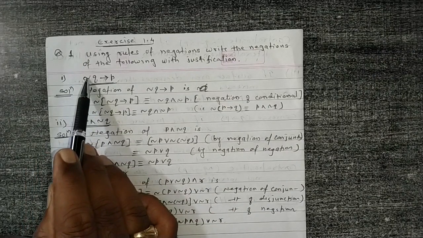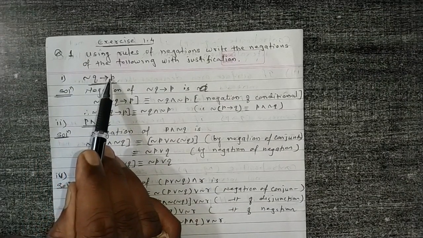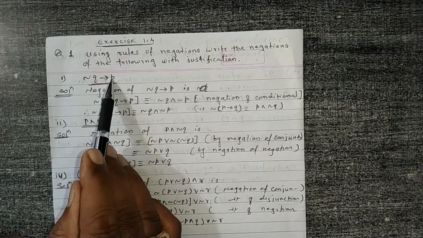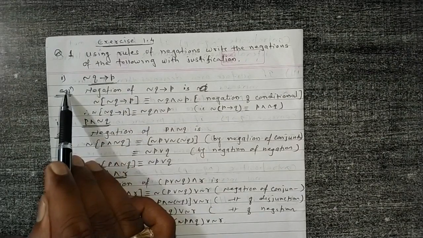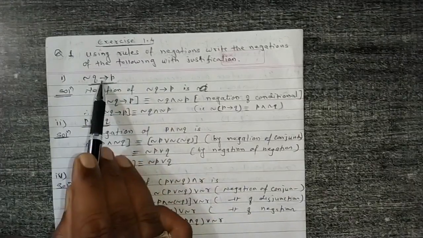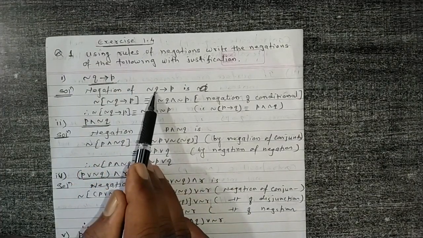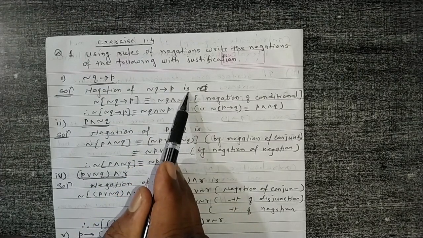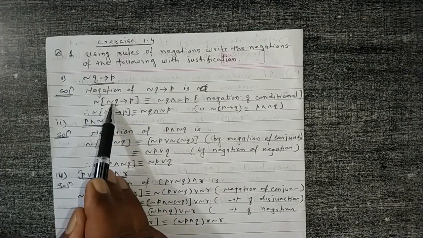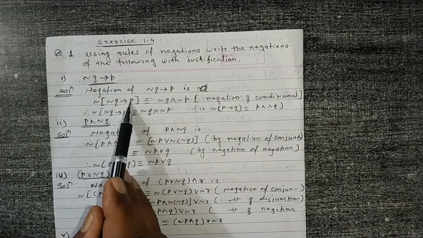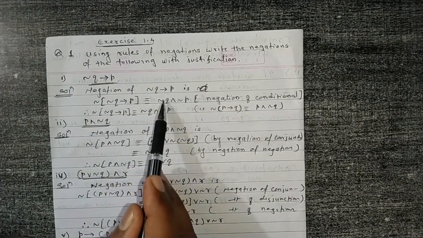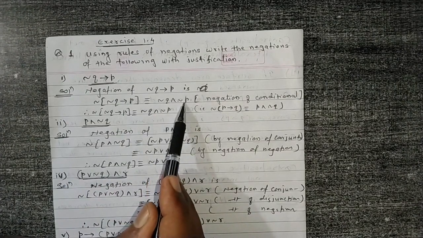Now the first example is negation Q conditional P, or negation Q implication P. Now its solution is: negation of the given statement pattern. Negation Q conditional P is, that is, we can take the negation of the given statement, negation of negation Q conditional P, which is equivalent to negation Q conjunction negation P.